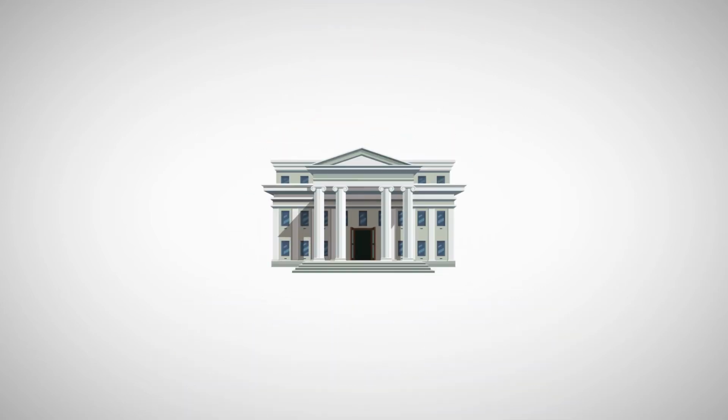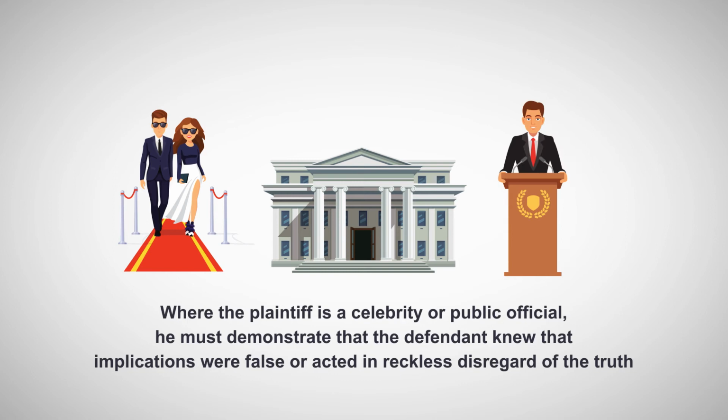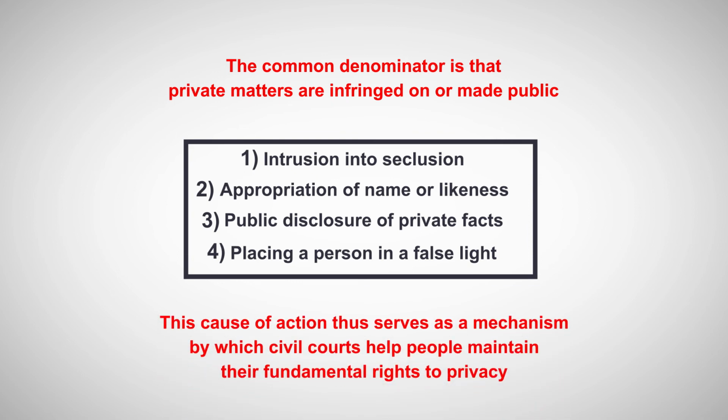The Supreme Court has placed similar limitations on false light as they apply to defamation actions. Where the plaintiff is a celebrity or public official, he must demonstrate that the defendant knew that implications were false or that the defendant acted in reckless disregard of the truth. While invasion of privacy takes many forms, the common denominator is that private matters are infringed upon or made public. This cause of action thus serves as a mechanism by which civil courts help people maintain their fundamental rights to privacy.